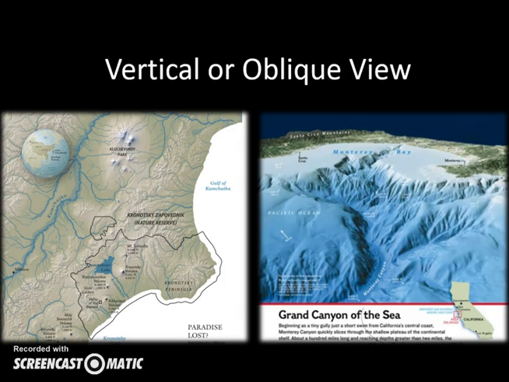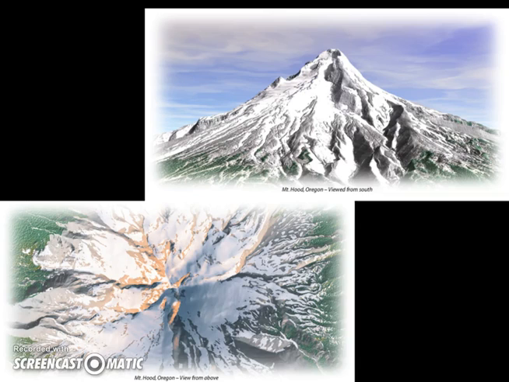Now the map on the left is a vertical view, meaning that it's a bird's eye view looking down on the topography, looking down on an area. The map on the right is an oblique view. This is very similar to looking at it from the side. So notice the difference between the oblique view and the vertical view. Here are 2 more examples. I'm looking at Mount Hood up in Oregon, a view from above and a view from the side. So again, comparing vertical versus oblique view.